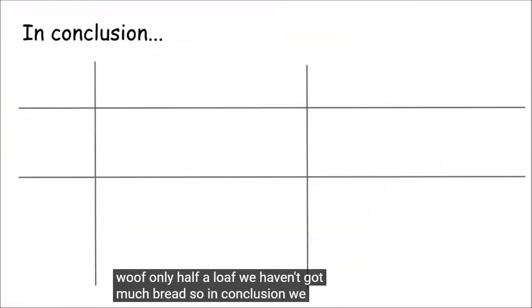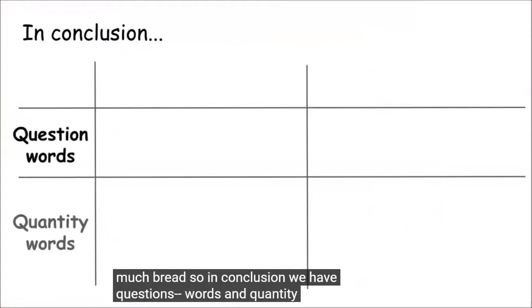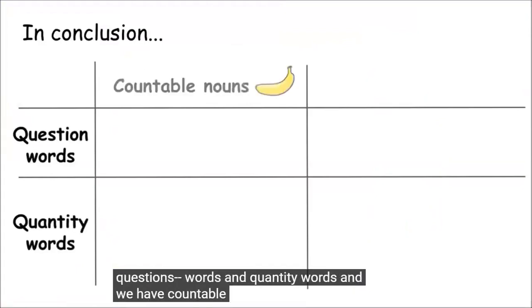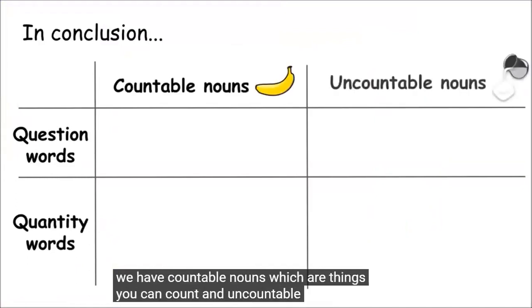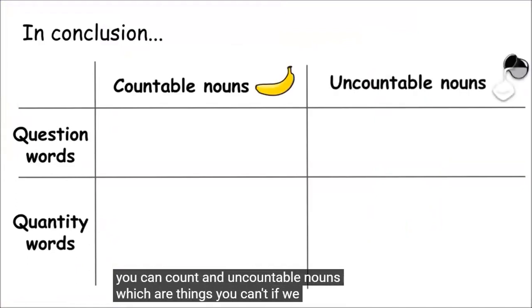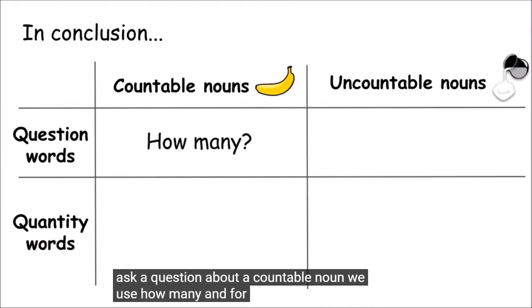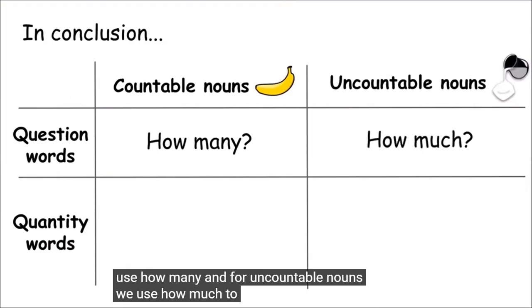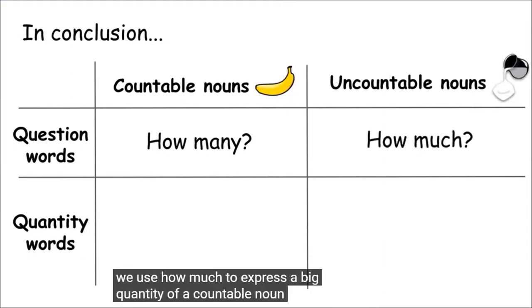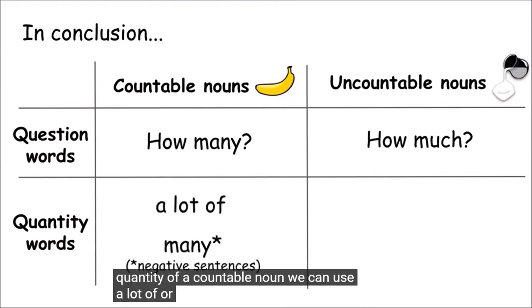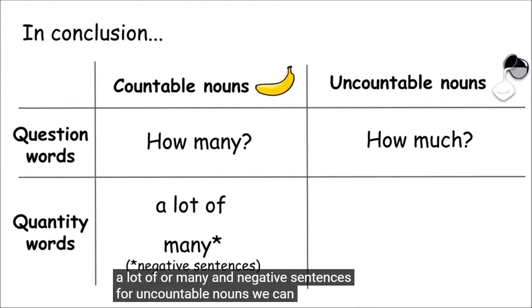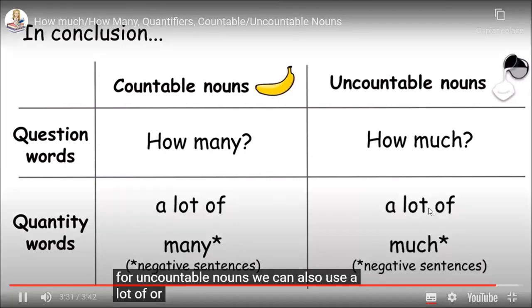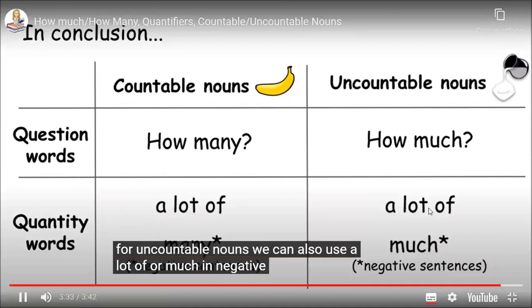So in conclusion, we have question words and quantity words. And we have countable nouns, which are things you can count, and uncountable nouns, which are things you can't. If we want to ask a question about a countable noun, we use how many. And for uncountable nouns, we use how much. To express a big quantity of a countable noun, we can use a lot of or many in negative sentences. For uncountable nouns, we can also use a lot of or much in negative sentences.